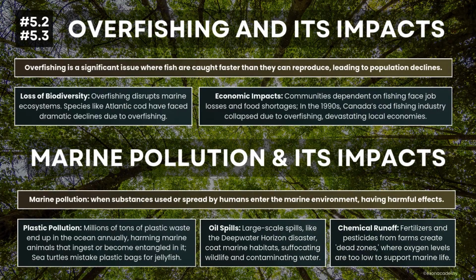Chapter number 5.2, Overfishing and its Impacts. Overfishing is a significant issue where fish are caught faster than they can reproduce, leading to population declines. Number 1 is the loss of biodiversity. Species like Atlantic cod have faced dramatic declines due to overfishing.